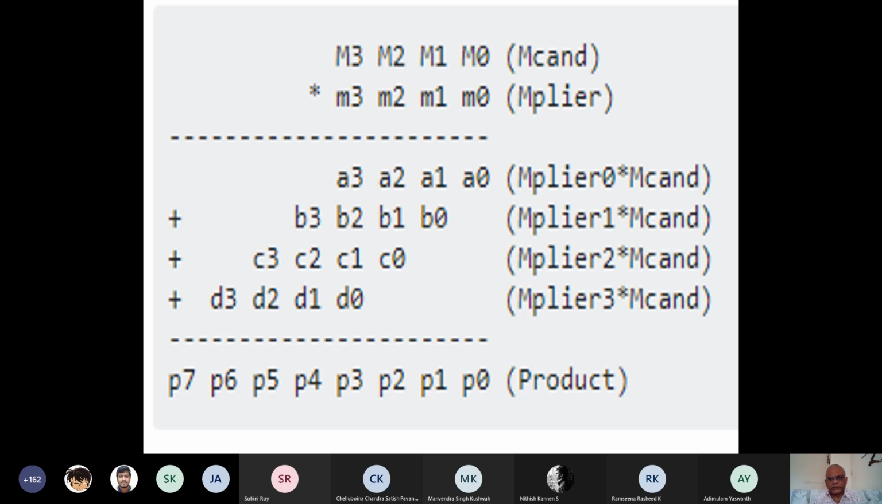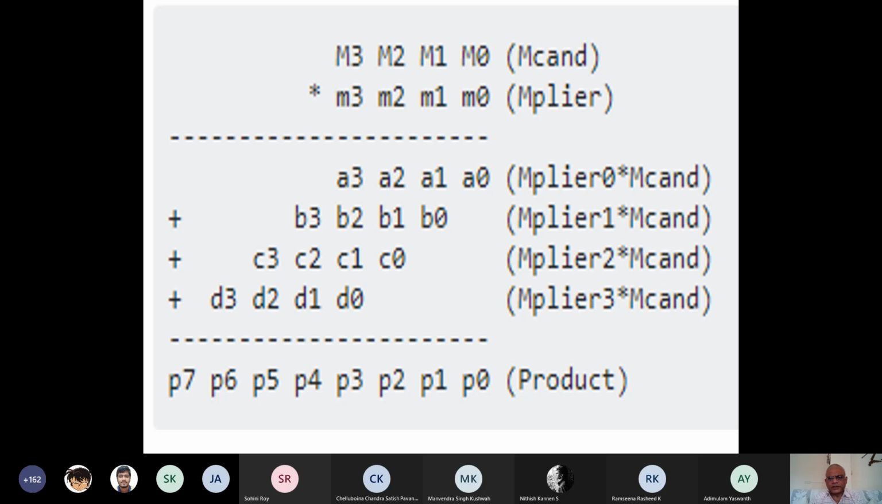Now the second row is multiplier 1, that is the second least significant bit of the multiplier times the multiplicand. If the second least significant bit of the multiplier is 0, then this row will be all zeros. If it is 1, then this will be the multiplicand itself.